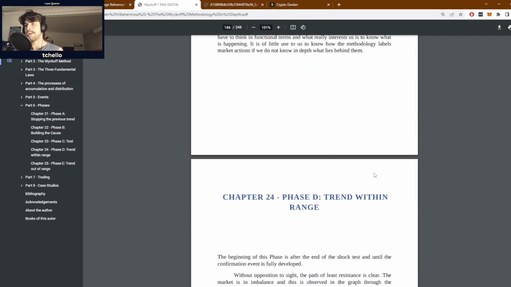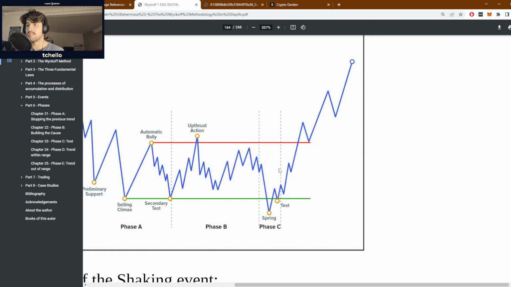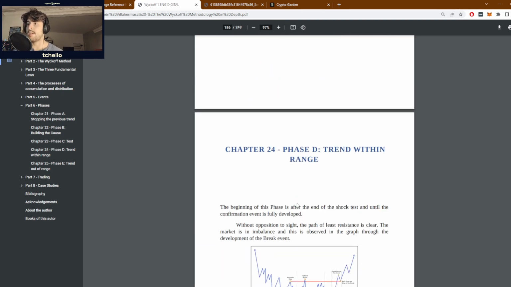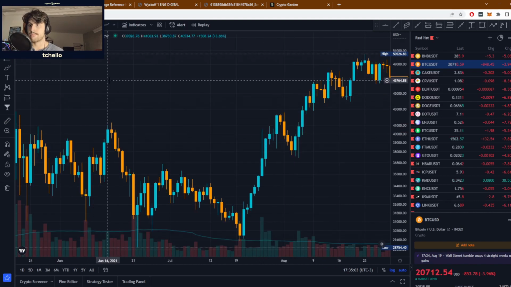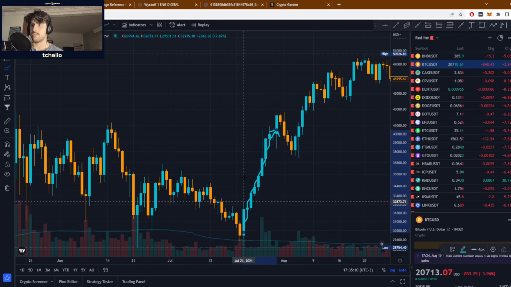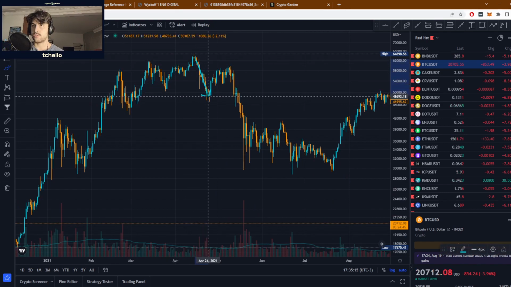So phase C is quite simple because it's just the spring event and the test event that we talked about earlier, so there's not much to talk about here. Next, there's the phase D test. We are trending within the range, and by trending, I mean establishing an actual trend. Phase D, for example, would be this part here of this accumulation, or maybe even this part here of this distribution.